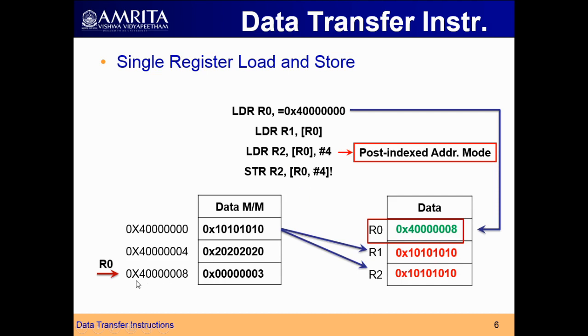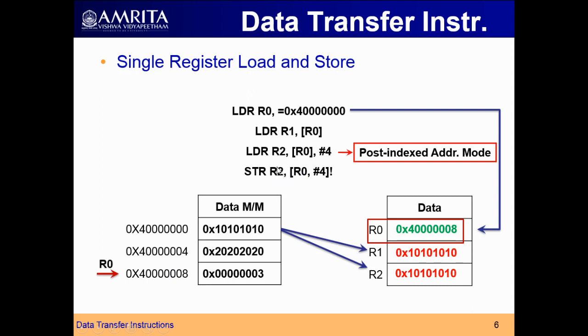What is the address pointed by R0 now? 4008. How did you get this 4008? You will be adding 4 to 4004, which was the address present in R0 previously. Right? So now you are updating R0 to 4008. That means your R0 is pointing to the 4008 memory location. To this memory location, you are going to store the content of R2, right?